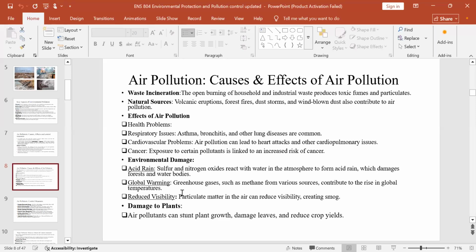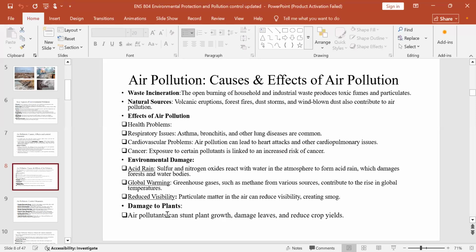There is reduced visibility as a result of accumulation of particulate matter in the atmosphere, creating smog. So you are not able to see very well. This affects even air transportation, because airlines are forced to cancel flights because of poor visibility. And it could lead to accidents, air traffic accidents as well.